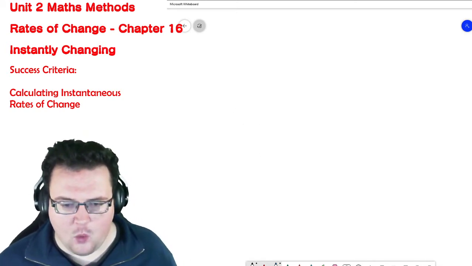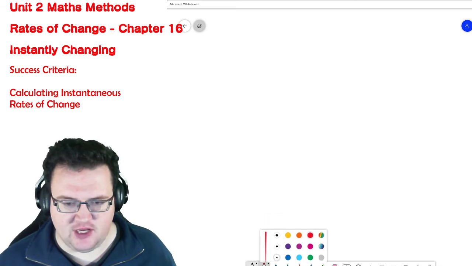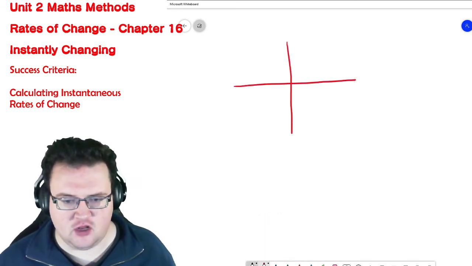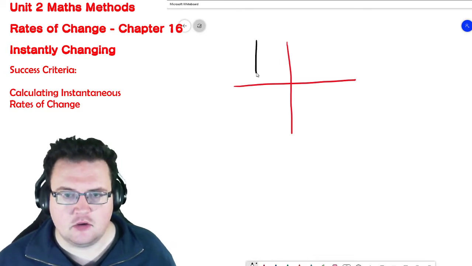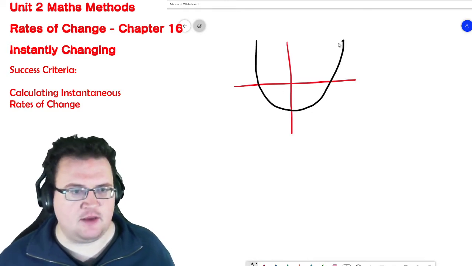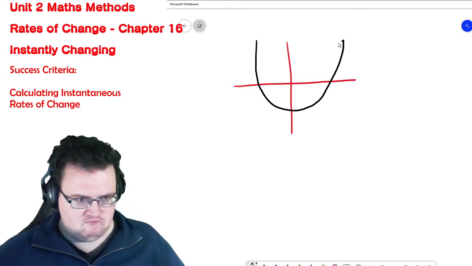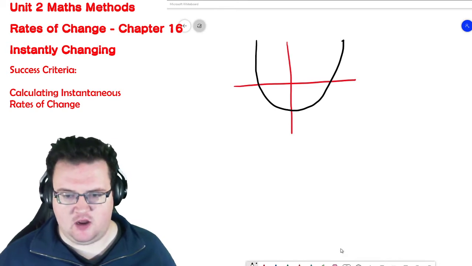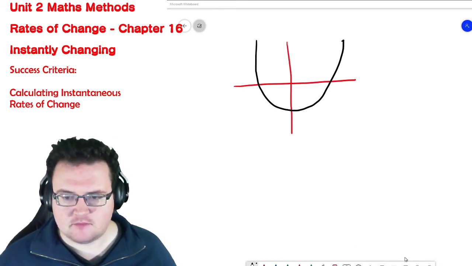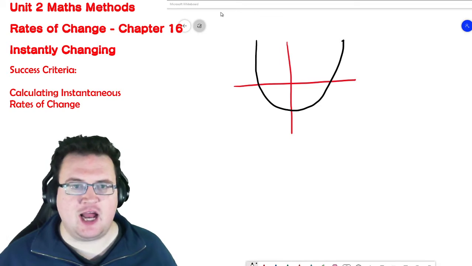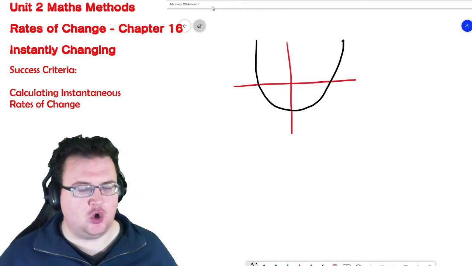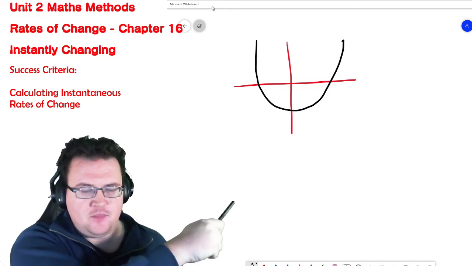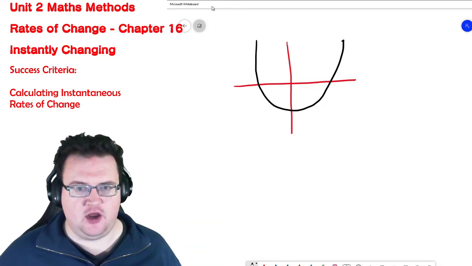So what you're going to be asked eventually to start doing is finding the gradient of a curved line. So for example, there's a really disappointing looking parabola. And by that, I mean a really disappointing parabola. And you're going to get asked to talk about the gradient of that curve at any particular point on the line.